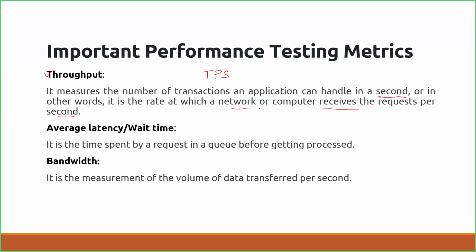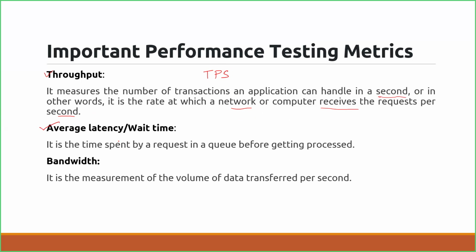So in terms of LoadRunner, you are going to measure the throughput in terms of the network, that is bytes per second or kilobytes per second or MB per second, right? Whereas in terms of JMeter, we are going to consider this as the transactions per second, right? So this is all about the throughput part.